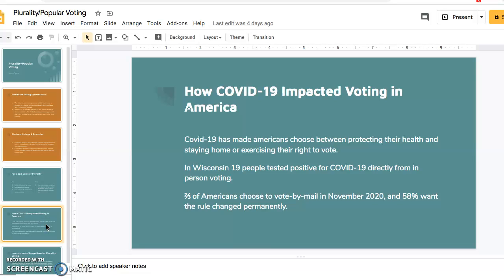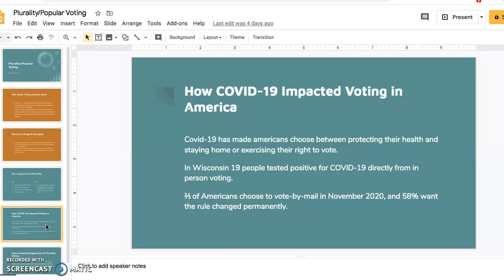How COVID-19 impacted voting in America. COVID-19 has made Americans choose between protecting their health and staying home or exercising their right to vote. So right now we're advised to stay home and to not have any contact with other people and to stay 6 feet away and stuff like that. But a lot of people still want to vote, and that's still their right to vote. We can't take that away from them, even though there's a pandemic going on. So it puts people in a weird spot. Some people are just going to stay home. Other people are going to exercise their right to vote, and that's just what it's going to be.